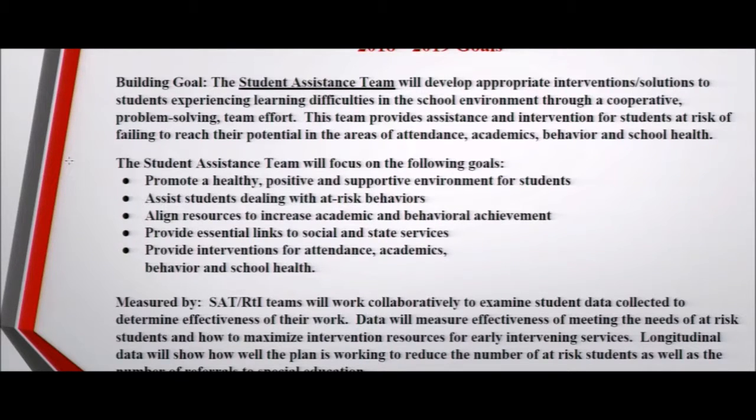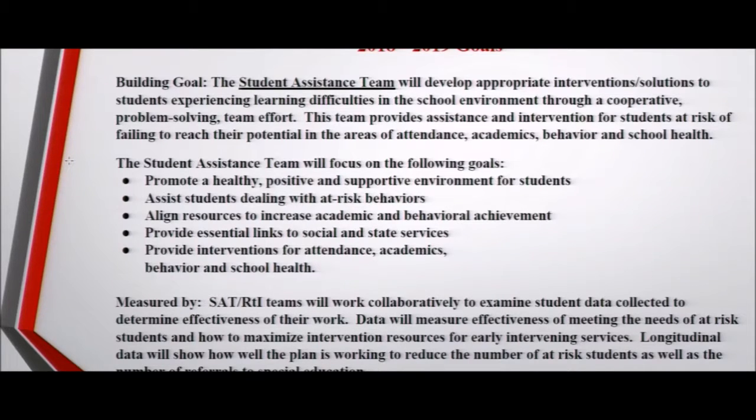That's what it's about. So the student assistance team will focus on the following goals, and you can see they work on promoting a healthy, positive, and supported environment for students. They assist students in dealing with at-risk behaviors. So we have interventions in place there, everything from our school therapist to our counselor who works with them. We align resources to increase academic and behavioral achievements. So we look at what we're doing and what's working and what's not, and try to improve.